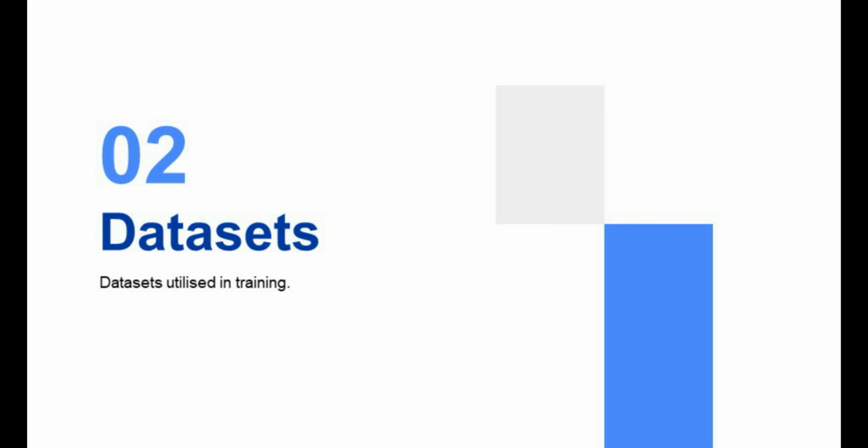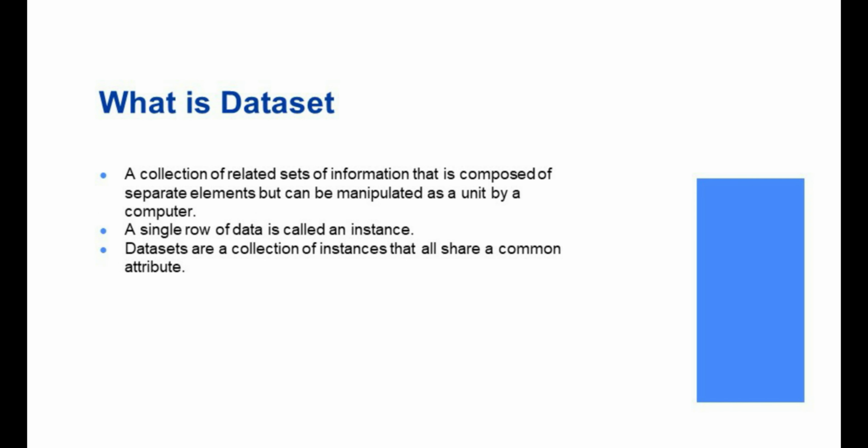Let's now see which are all the datasets used for facial emotion recognition systems. Datasets are collections of instances that all share a common attribute. It is a collection of related sets of information that is composed of separate elements but can be manipulated as a unit by a computer.